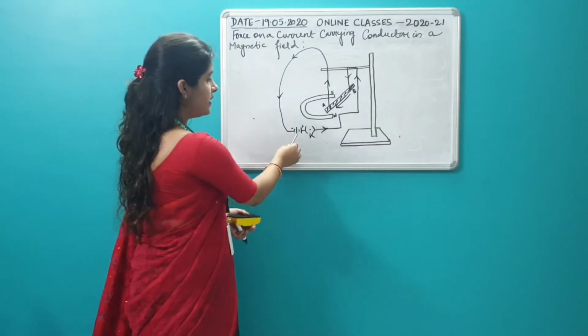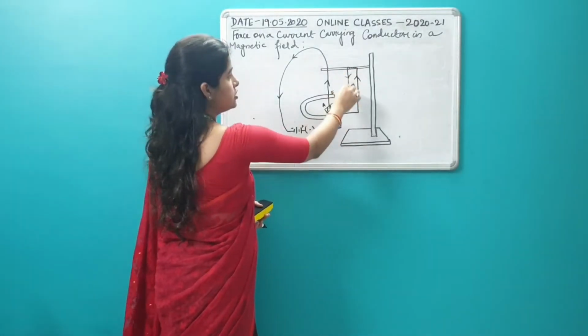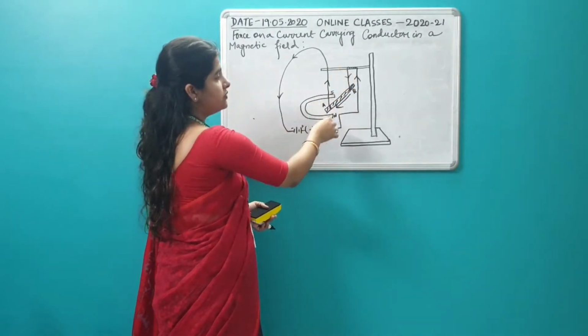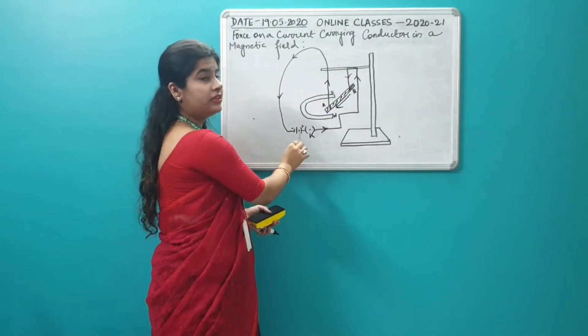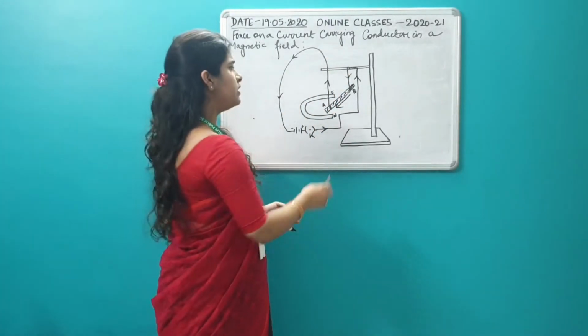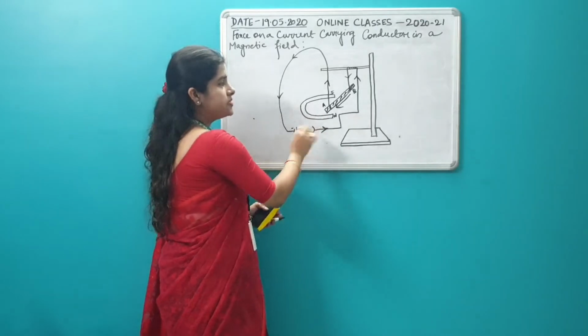So here you can see current is flowing in this direction. It's a closed circuit, and the direction of the current is exactly from the positive right hand side to the left hand side. So now what was the observation?